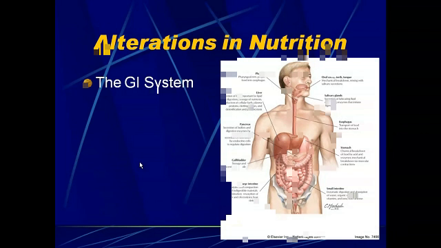Pyloric obstruction could be due to cancer or peptic ulcer disease. It's the narrowing or blocking of the opening between the stomach and the duodenum. Symptoms are vomiting, dehydration, malnutrition, and increased frequency of stools.